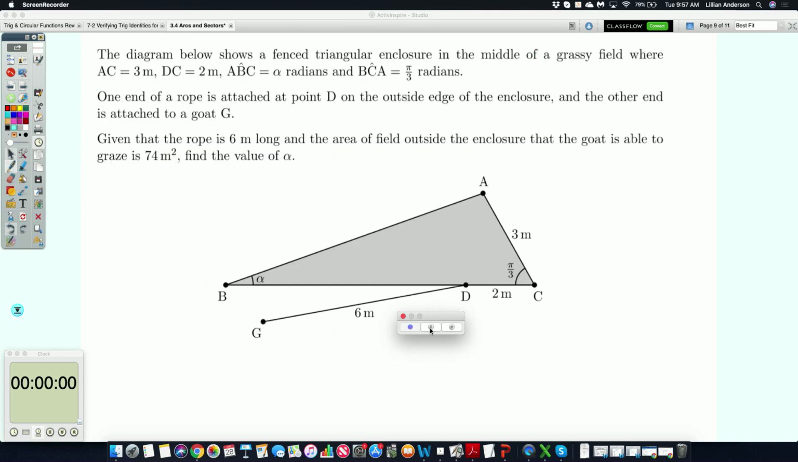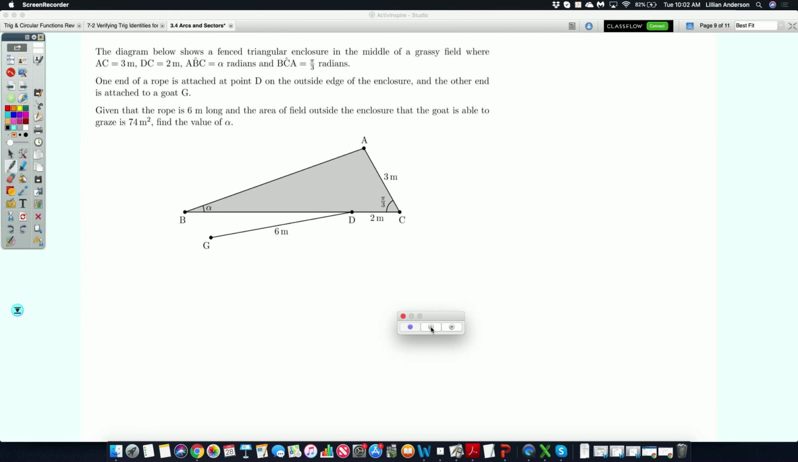Let's take a look at this one. The diagram below shows a fenced triangular enclosure in the middle of a grassy field where AC is 3, DC is 2, angle ABC is alpha radians, and BCA is pi over 3 radians. One end of the rope is attached to point D on the outside edge of the enclosure, and the other end is attached to a goat at G. Given that the rope is 6 meters long and the area of the field outside the enclosure that the goat is able to graze is 74 meters squared, you have to find the value of alpha.